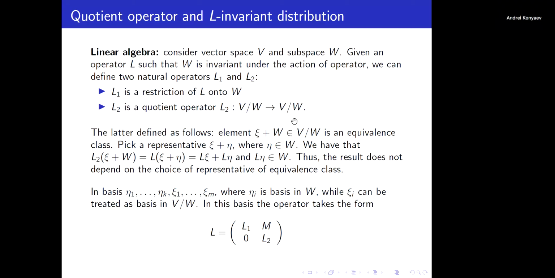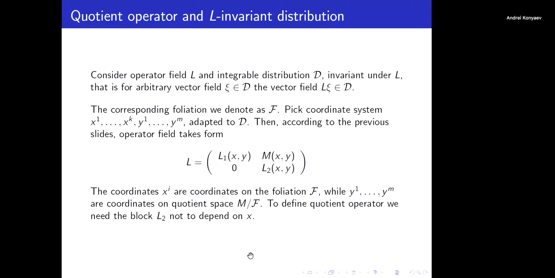The only purpose of this slide was to show you where in the matrix of L those restriction and quotient live, right? In the left upper corner you have a restriction, and in the right lower corner you have a quotient operator. So, because we do differential geometry, we're ready to ask ourselves, how do we apply this construction? What is the analog of this construction for the distributions?